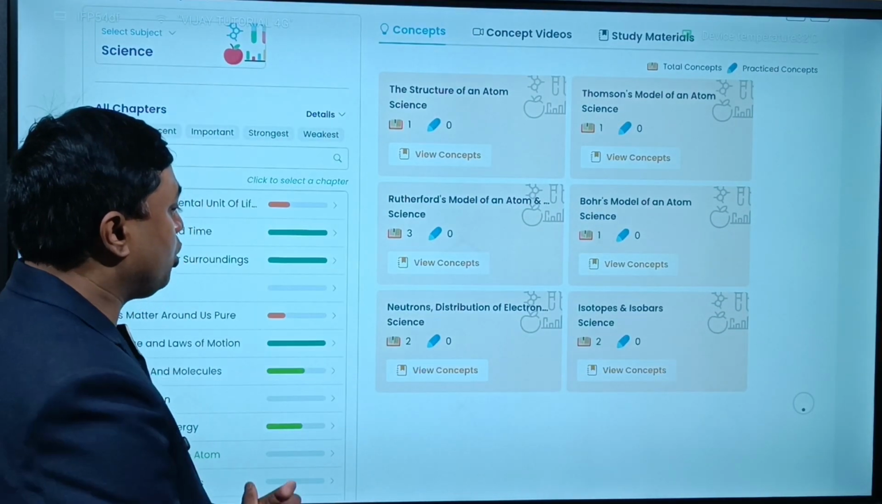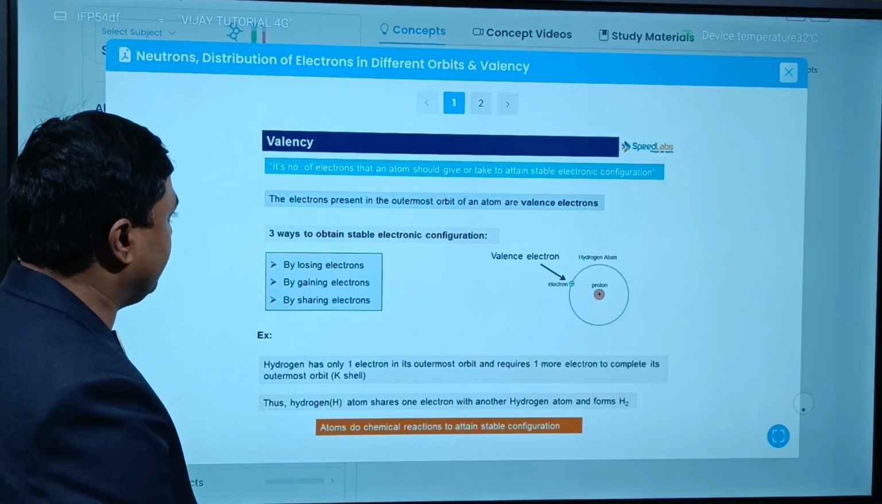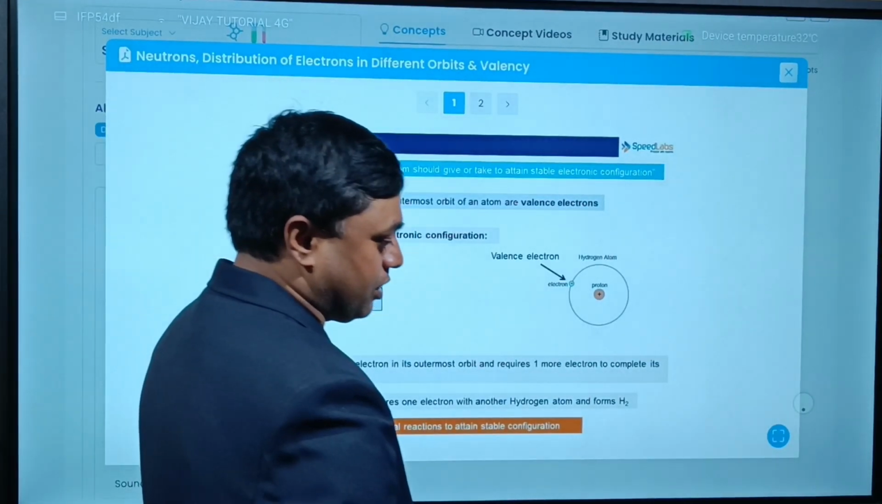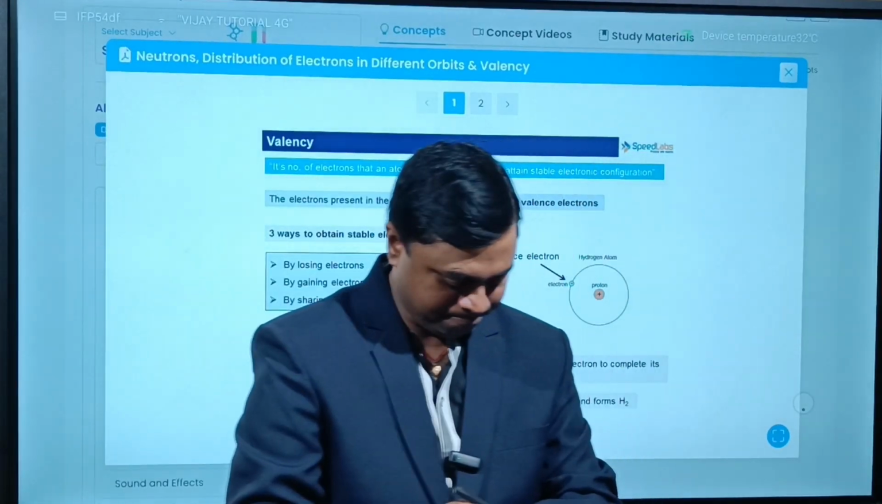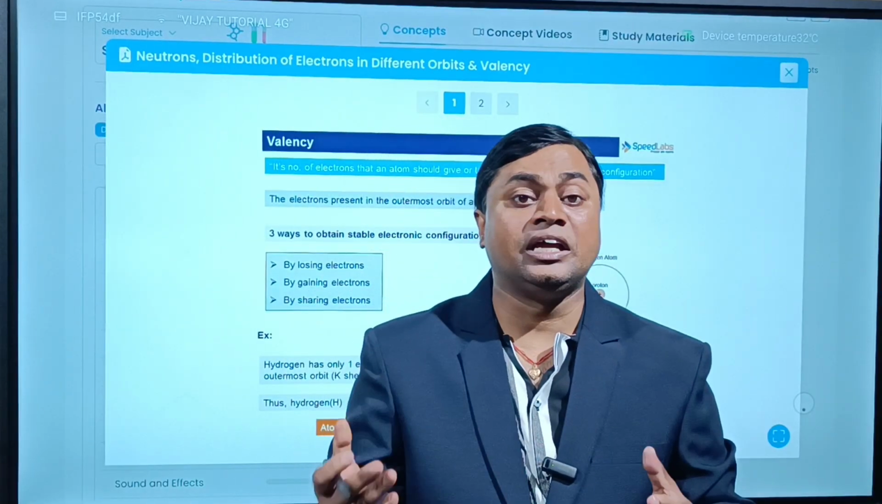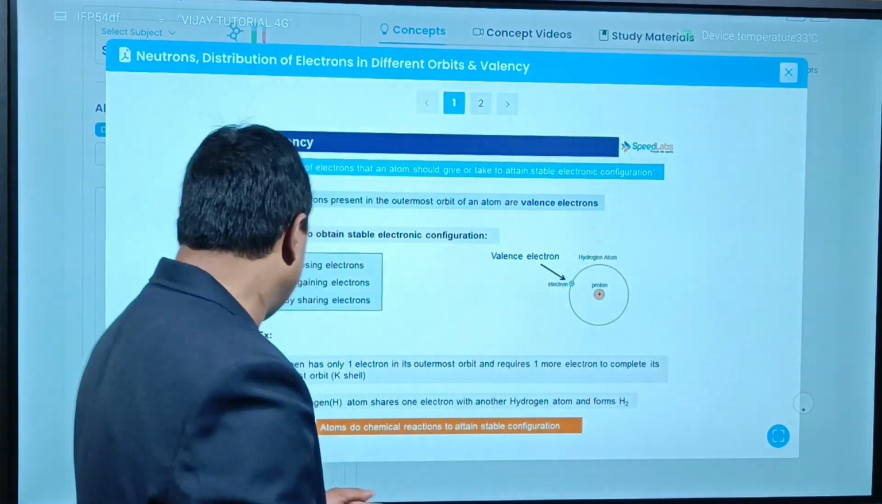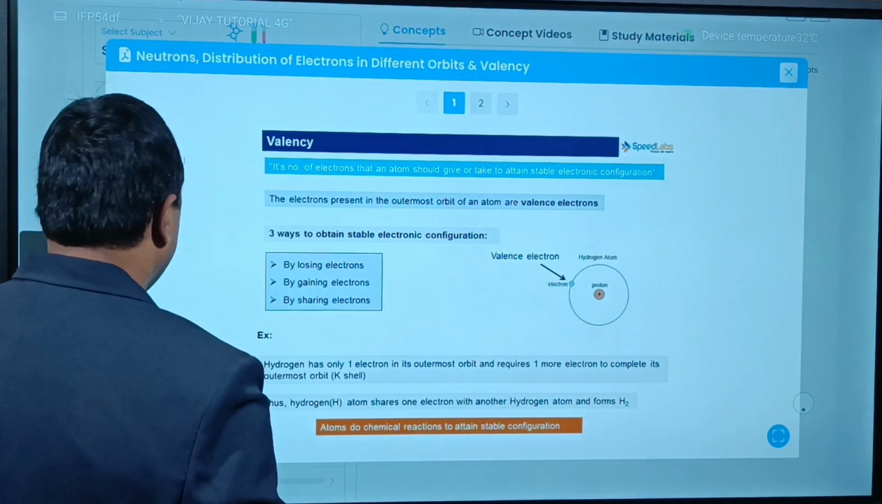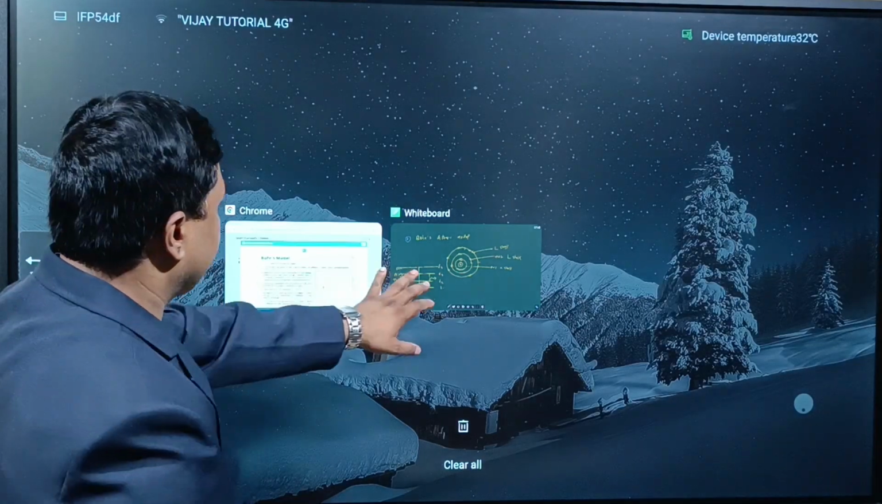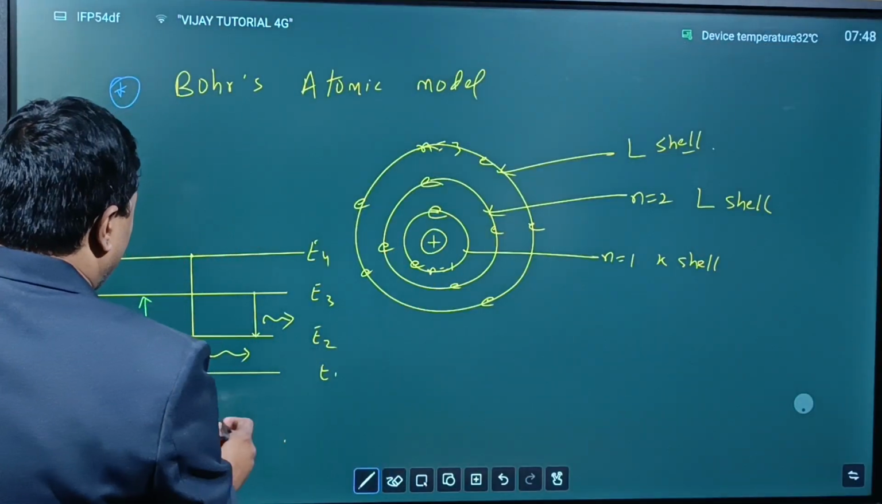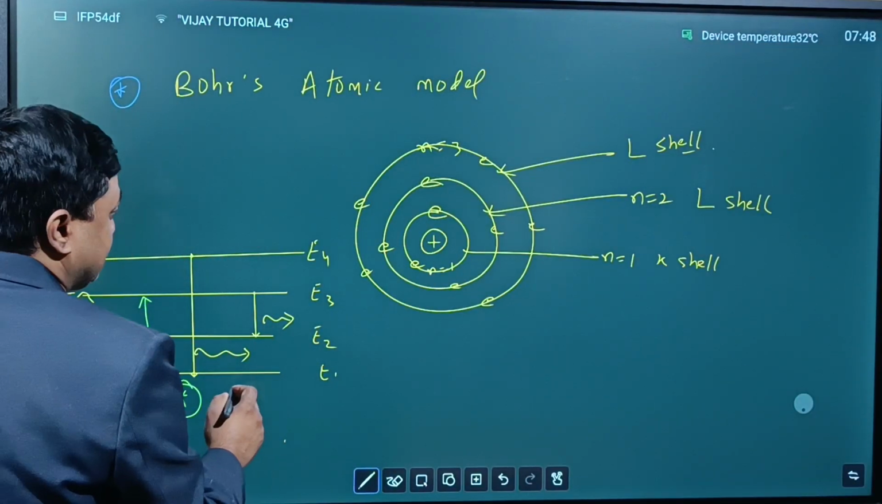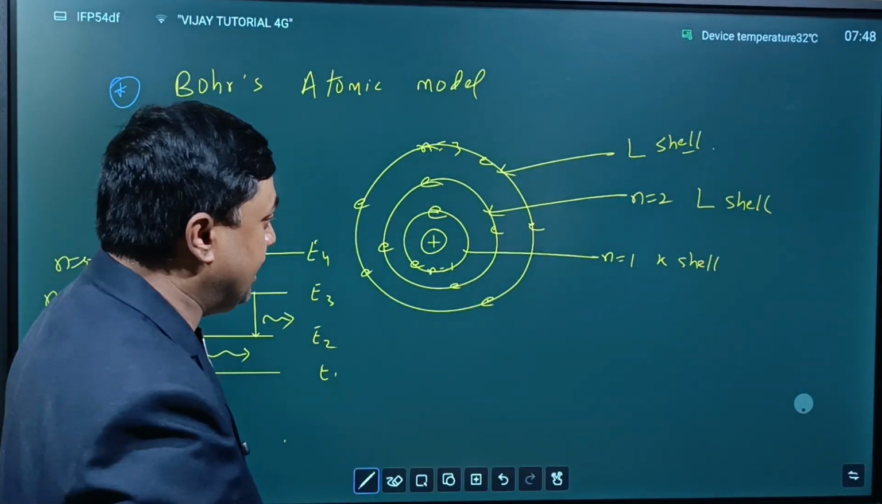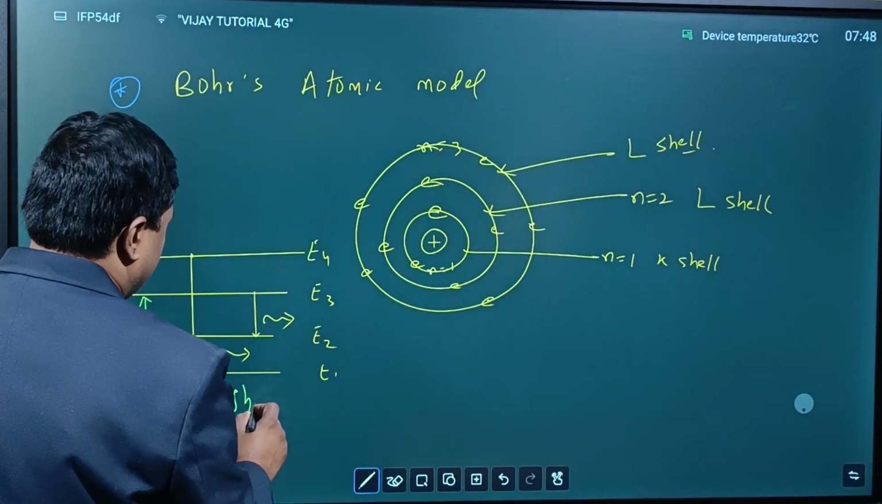Now, the distribution of electrons. See what valency is, try to understand. Valency is nothing but... before learning valency you should know the electronic configuration. In Bohr's model only we'll cover this, then this topic becomes easy. Bohr told one more point: the maximum number of electrons present in a shell is 2n square.